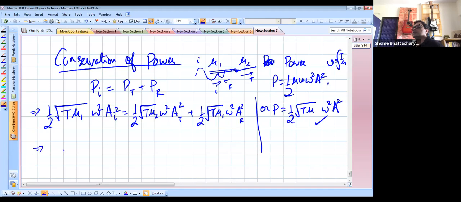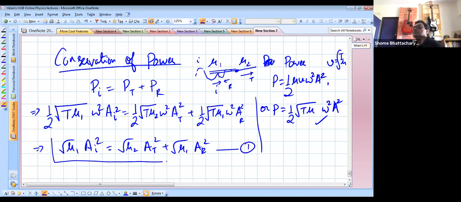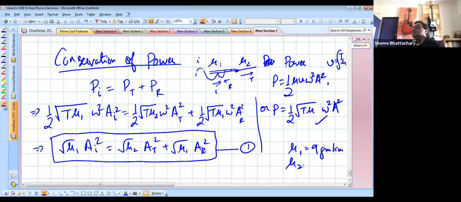Okay, so square root mu1 into incident square is equal to square root mu2 into transmitted square plus square root mu1 into reflected square. This becomes like my first equation, which is coming from power conservation. So here you substitute mu1 as 9 gram per centimeter and mu2 as 4 gram per centimeter.